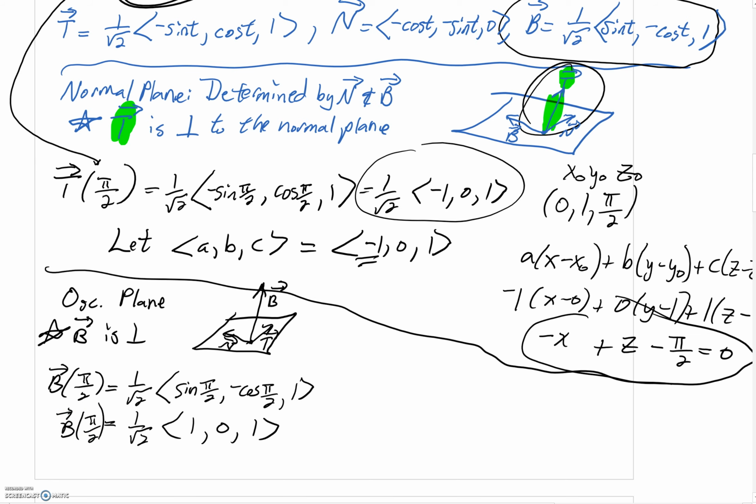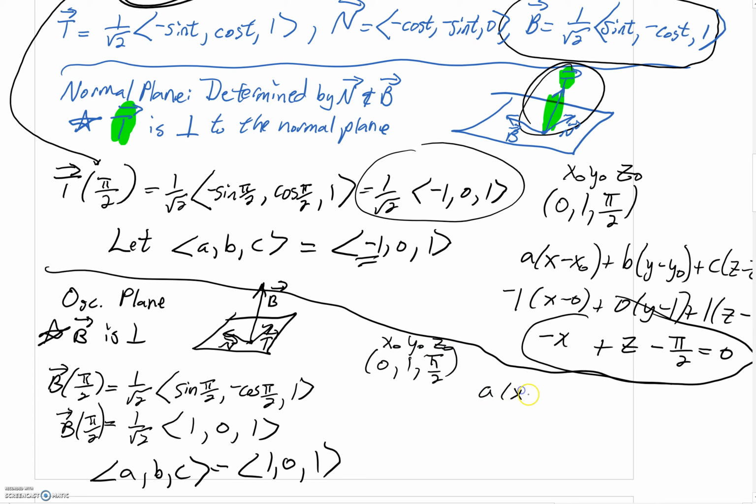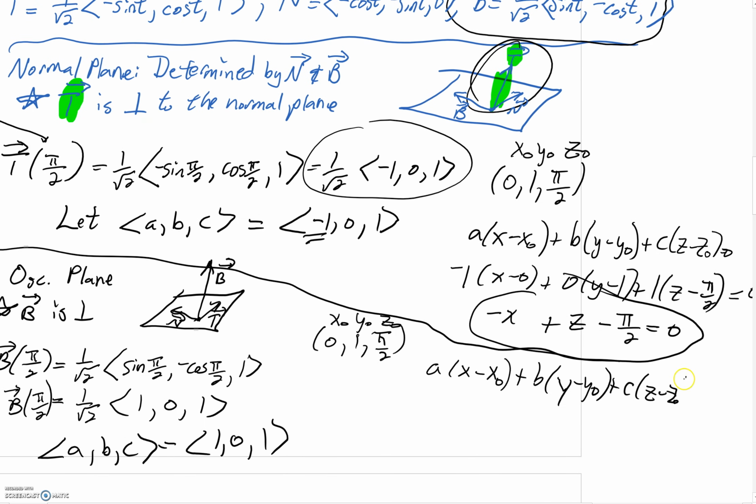Well, of course, for our ABC, we don't have to have that 1 over root 2 there. We could just say it's 1, 0, 1, much like we did earlier. And we still have the same point, 0, 1, pi over 2. I think you can see that pretty quickly. So thankfully, what we'll have, just writing this out just like we did earlier, we can just plug in the appropriate values, and we'll have the equation of our plane. So we can do that right now.